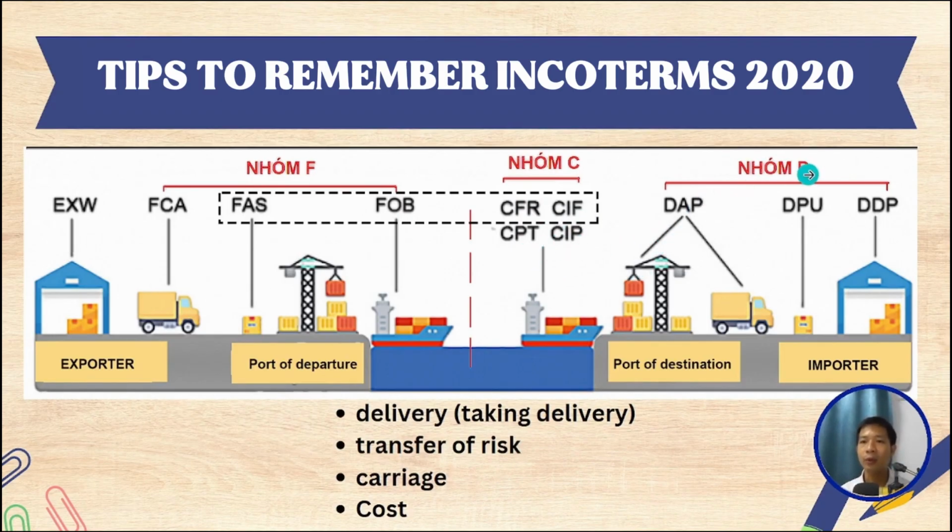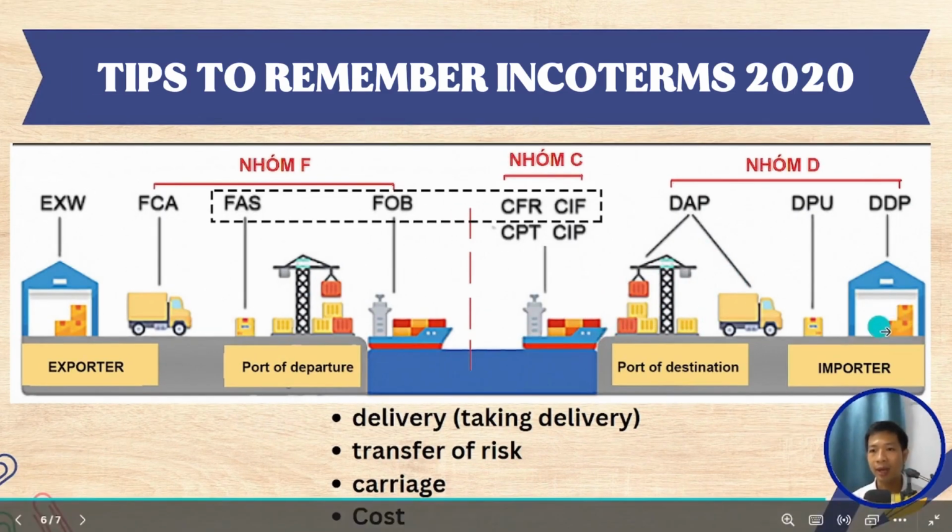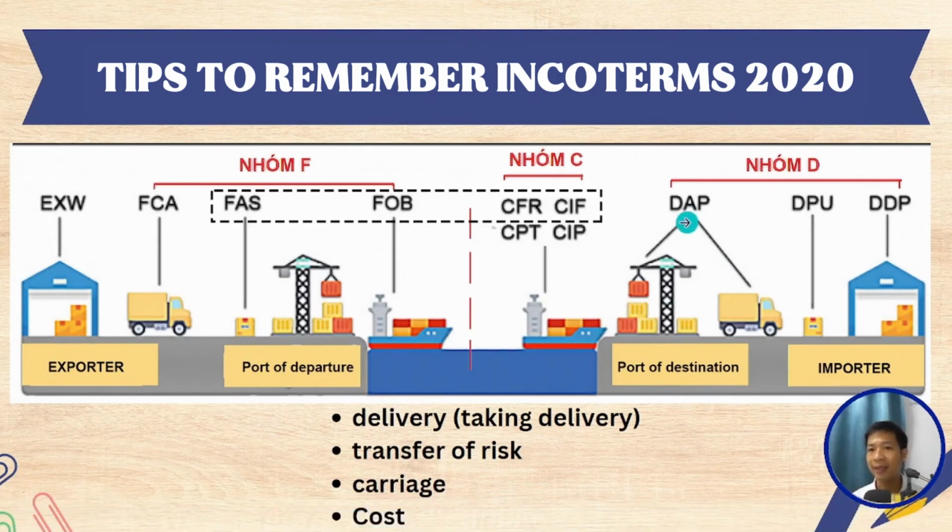Next is Group D. Group D includes DAP, DPU, and DDP. DAP means delivery at a place. Where is this point? This point is after the goods have arrived at the import port. Any location from this port to the buyer's warehouse can use DAP. However, DAP means delivery at a location, but the goods have not yet been unloaded from the transport vehicle. Meanwhile, DPU means the goods are delivered at a place and have already been unloaded from the transport vehicle. Once the goods have been unloaded, you will use the DPU term, okay?